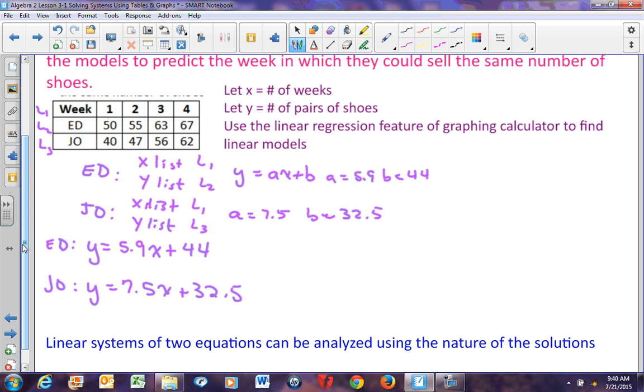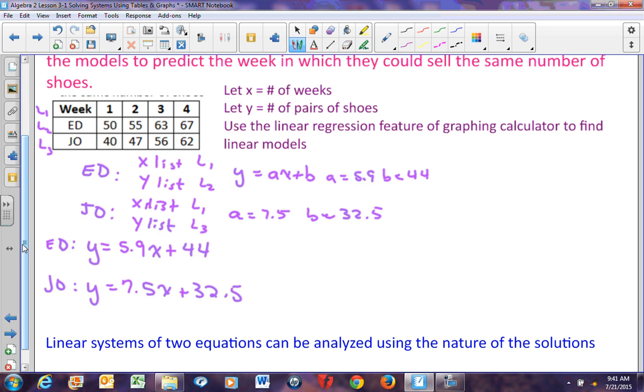So now go into the y equals. Make sure your plots are off. I messed that up earlier. So highlight and make sure your plots are not highlighted. Go to Y1 and you're going to put in 5.9x plus 44. And then go into Y2 and put in 7.5x plus 32.5. And then you're going to graph these.